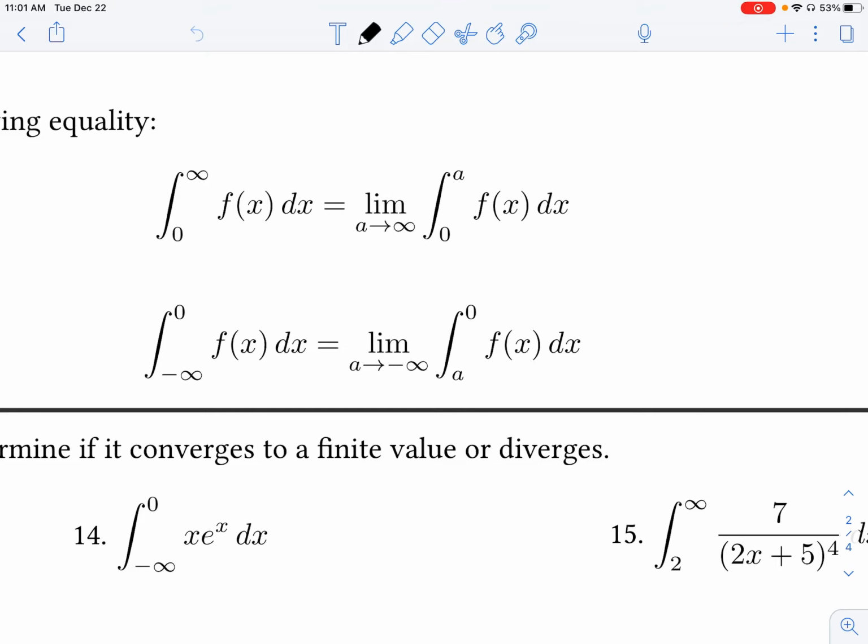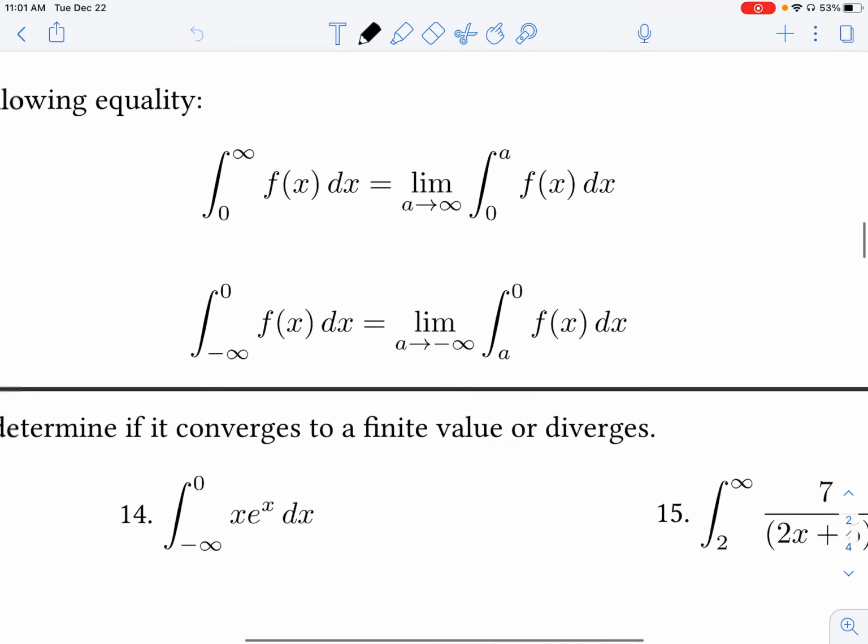So we're going to rewrite this integral as the limit as a approaches infinity, a being that upper bound. And we're saying, okay, as that upper bound starts to approach infinity, what is that integral doing? Similarly, if our lower bound were negative infinity and we are integrating from negative infinity to 0, we're going to rewrite that as the limit as a approaches negative infinity.